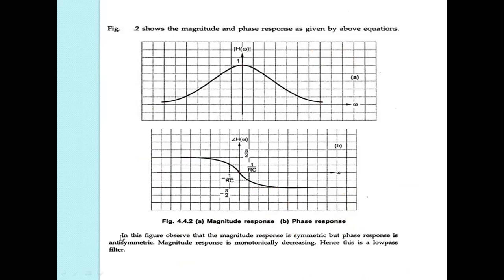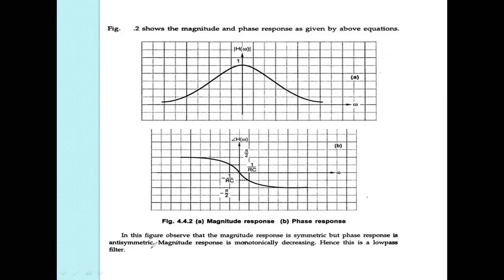See, the explanation part here in this figure: they observe that the magnitude response is symmetric. Why is it symmetric? On the positive real axis it monotonically decreases, and on the negative real axis it also monotonically decreases. So the magnitude response is monotonically decreasing, as this is a low pass filter. Call it a low pass filter. Low pass filter means it allows only the low frequency values. And similarly, on the negative axis it is also like this.